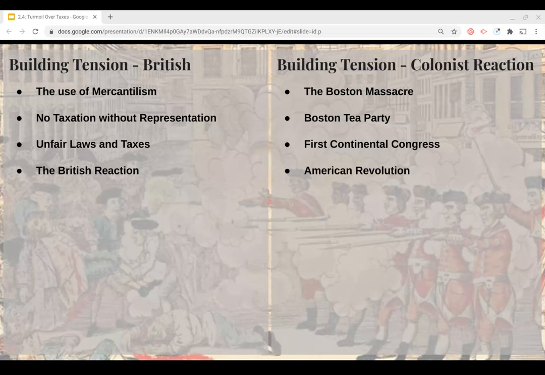And then ultimately, this is all going to culminate in the American Revolution and the creation of the Declaration of Independence and the formation of the United States. So let's go ahead and dive in.